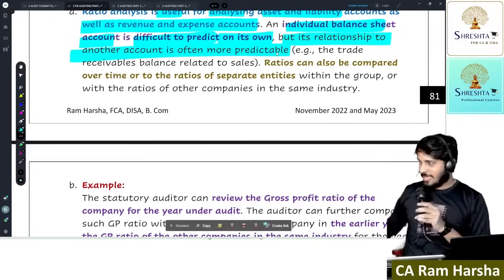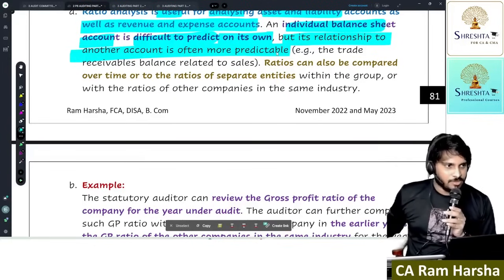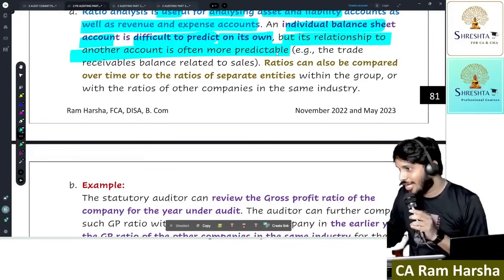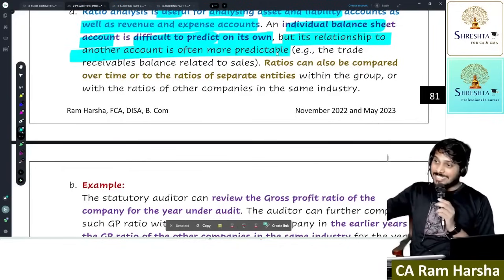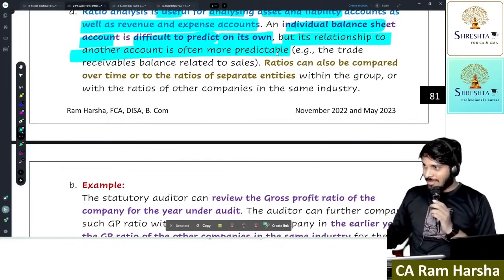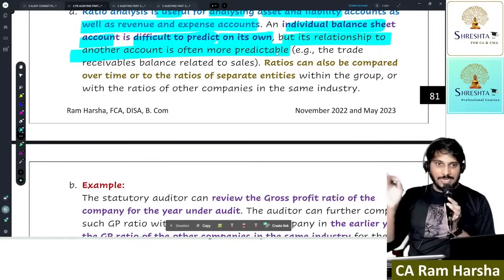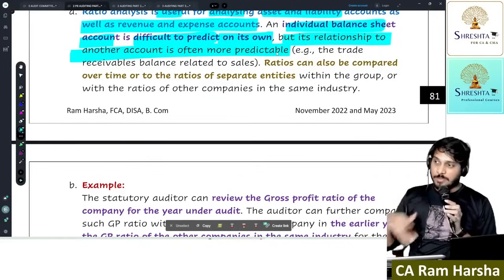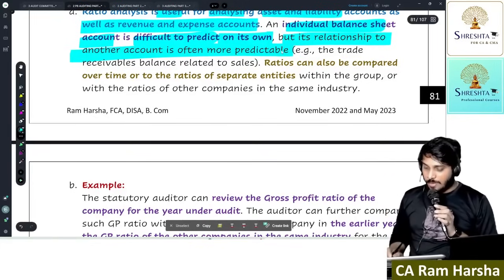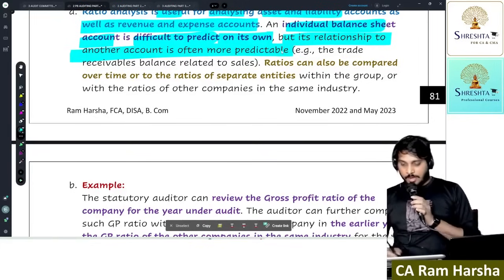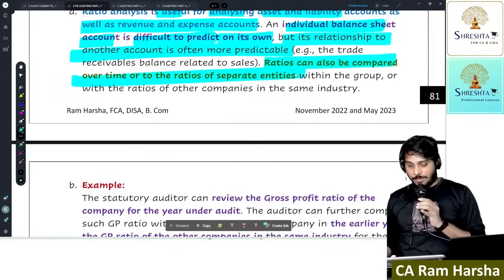See, this is Reliance company. Tell me what is plant and machinery? How much? Can you predict on its own? You can't. But if I give you turnover of the machine is this much, asset turnover ratio is this much, can you predict the third item? Exactly. So an individual balance sheet item or individual P&L item cannot be predicted on its own, but its relationship with others is often more predictable. Ratios can also be compared to the ratios of different entities or prior periods.